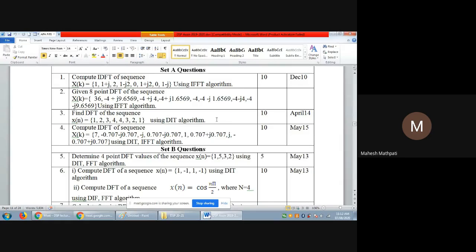So what will be the input pattern for this? X of 0, bit reversal input. Okay, the input pattern will be in bit reversal form. Very good. Then what will be the output form? Natural order. Do your multipliers remain on the input side or the output side here? Input side. Very good, madam. Okay, let's go to the next question.